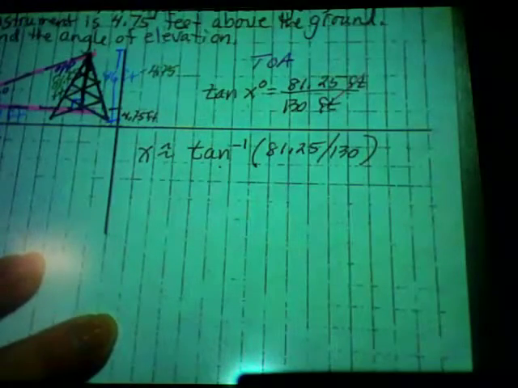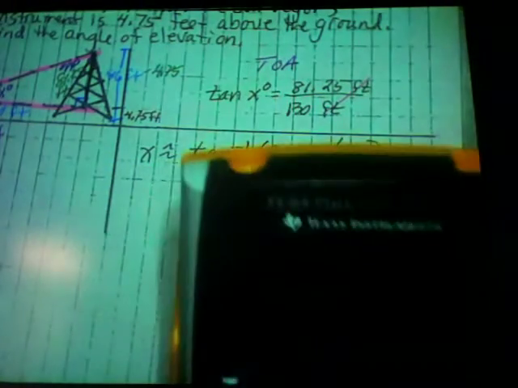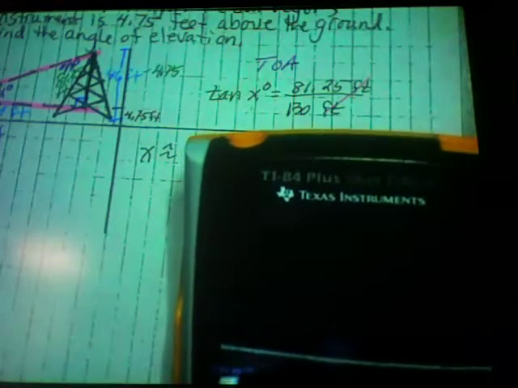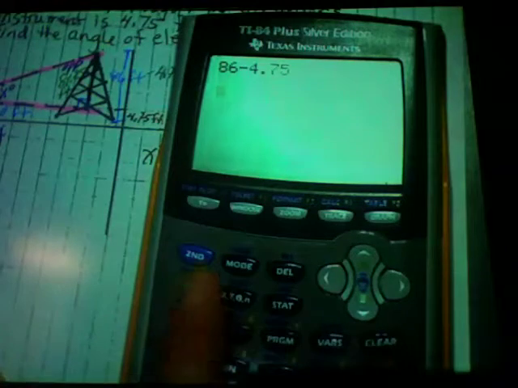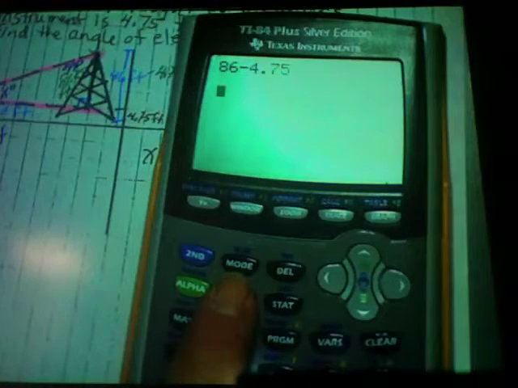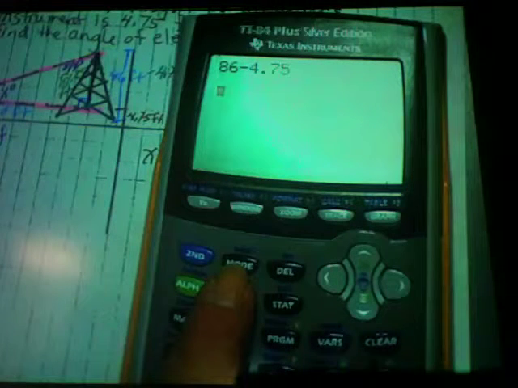So go to your calc, and here's the deal. One other thing you have to remember: you can't just punch it into your calculator right now. The graphing calculators are very sensitive. You have to change its mode. See the mode button right here? Aren't we working with degrees? You're going to find out within the next year that there's something called radians.